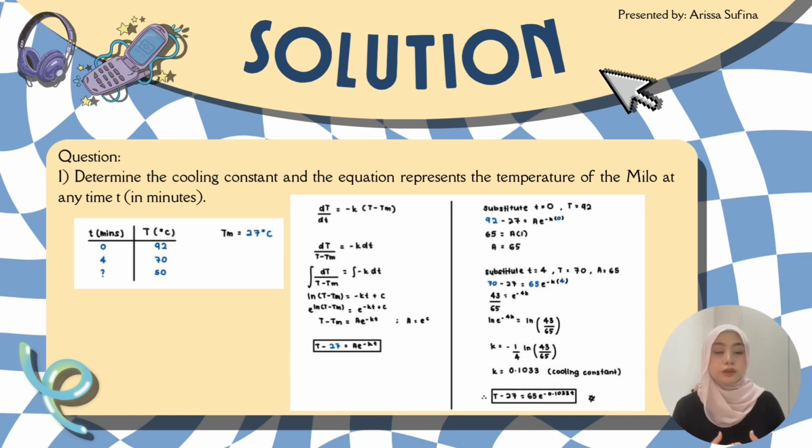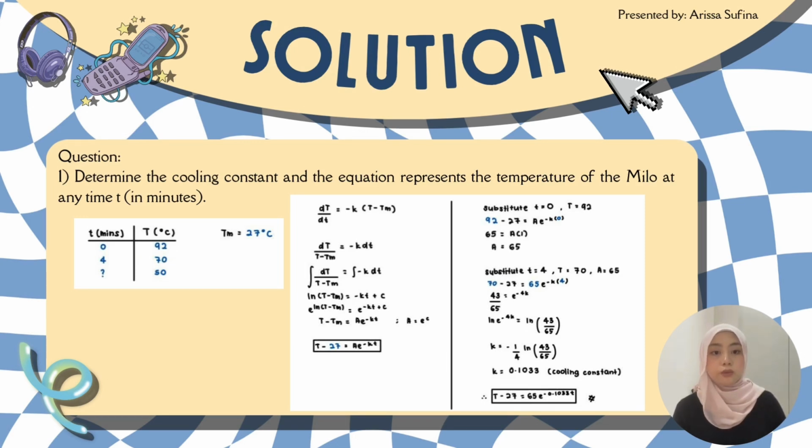To answer the first question, the first step is to use the formula of Newton's law of cooling. Here, T is the Milo's temperature at time t, Tm is the room temperature, and k is the cooling constant that we want to find. Next, we separate the variables and integrate both sides. Then, simplify the equation using exponential to get the general solution. Here, A is a constant. Then, we substitute the room temperature to complete the general solution.